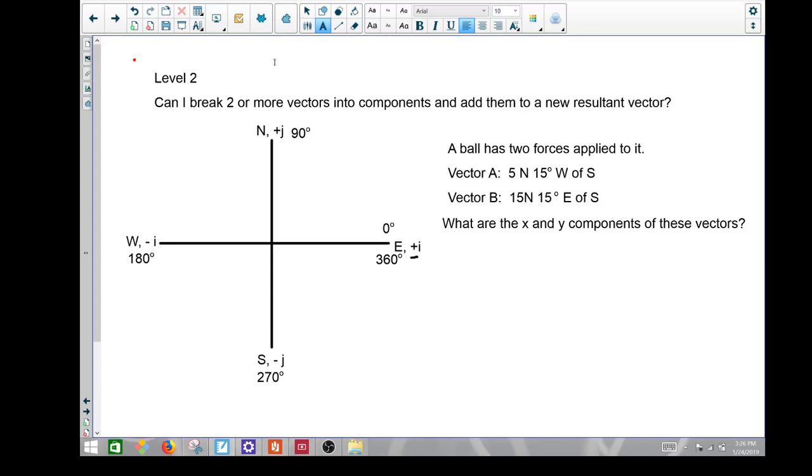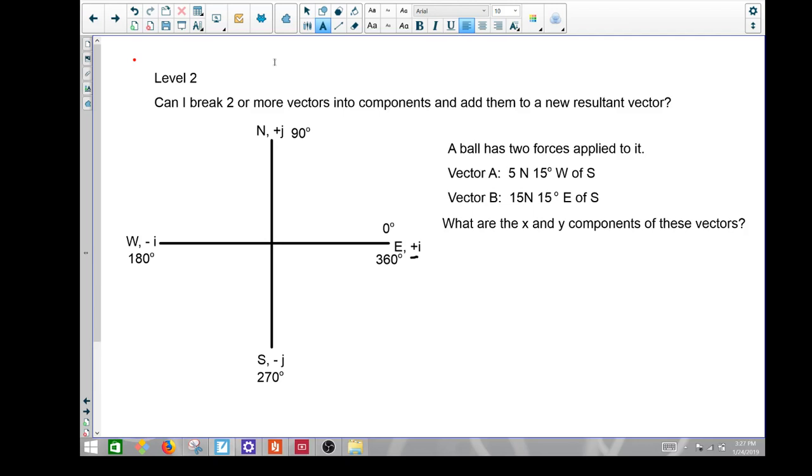Hello, this is Schweitzer, and this is a level 2 vectors and projectile motion chapter. We're looking at the standard: I can break two or more vectors into components and add them to form a new resultant. Alright, so here's a little tutorial on how this works.